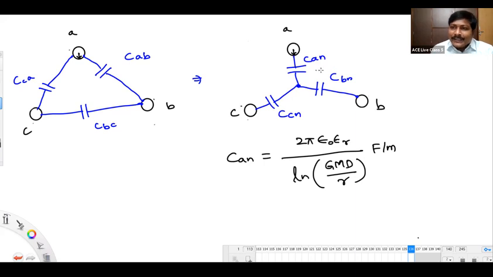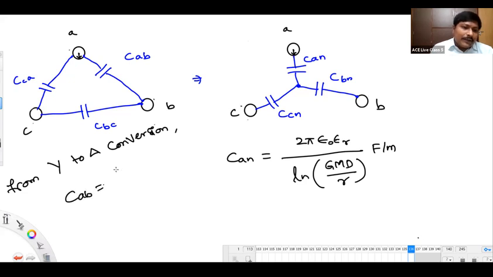What is the relationship between CAN and CBN? From the star to delta conversion, Y to delta conversion, which you might be studying in network theory. By using that conversion, capacitance CAB will come to be CAN by 3. Capacitance CAB will be 1/3 the value of CAN. Fine. Let's continue with the CAN calculation. After that, I will take 1/3 to get the value of CAB.